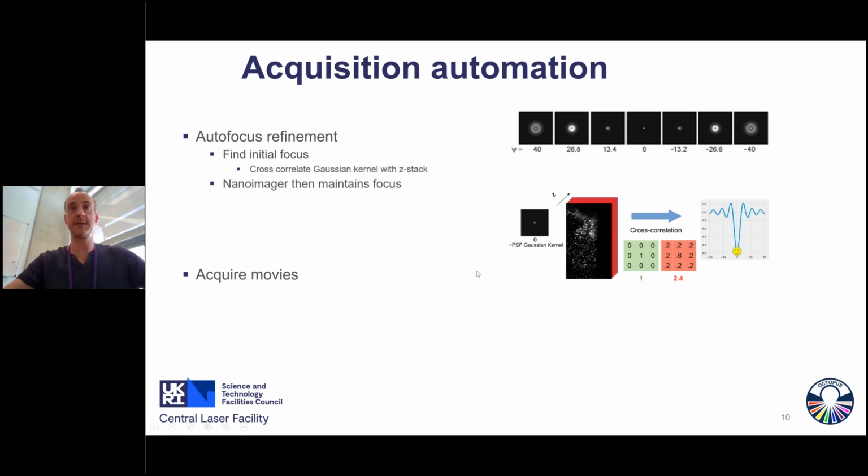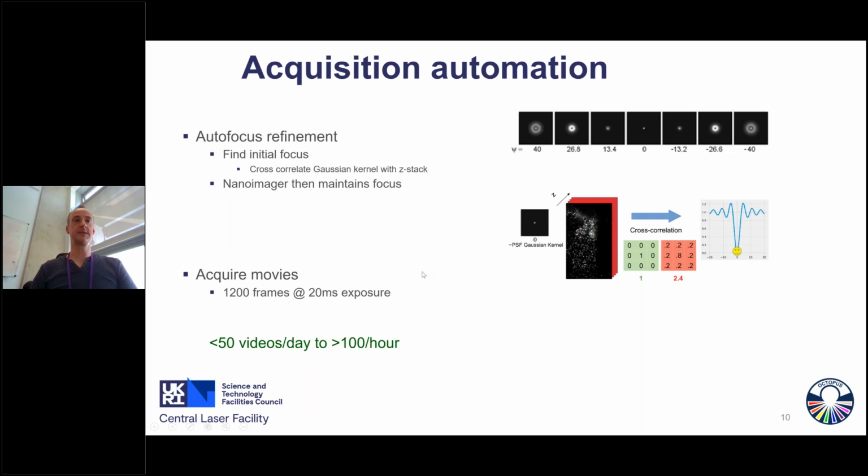So having got our automated microscope, having found our ROIs, having focused well on our single molecules, we then acquire a movie, which would be about 1200 frames at 20 millisecond exposures. This automated acquisition enabled us to go from 50 videos a day to the order of 100 an hour. So that already transformed the rate at which we were able to acquire data, and that was really something which we needed. Both the algorithms and the scriptable single molecule microscope were essential for that.